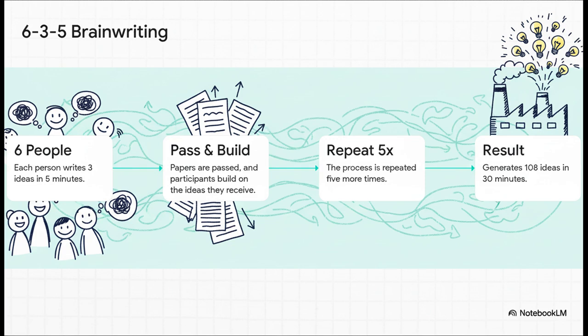Now, what if you're just looking for a massive number of ideas fast? You gotta try 6-3-5 brainwriting. The structure is brilliant in its simplicity. You get 6 people. They each write down 3 ideas in 5 minutes. Then you pass the paper to the person next to you. In the next 5 minutes, you build on the ideas you just received. You repeat this a few times, and get this, you end up with 108 ideas in just half an hour. It's an absolute creativity factory.